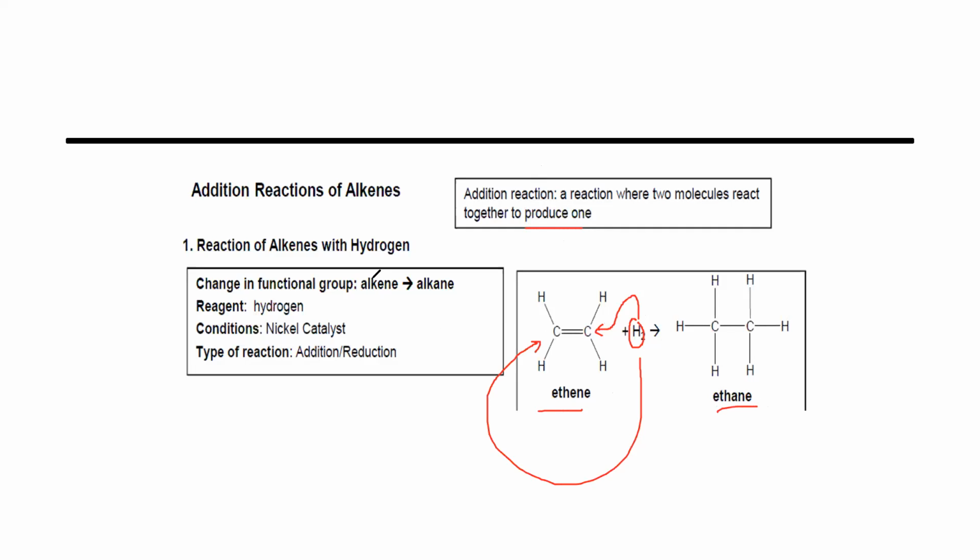What are the conditions? The reagent, the chemical which we use, is hydrogen, we use nickel as a catalyst, and the type of reaction is called addition or reduction. Because reduction also means addition of hydrogen. That is why it can be categorized as reduction or it can be categorized as addition.